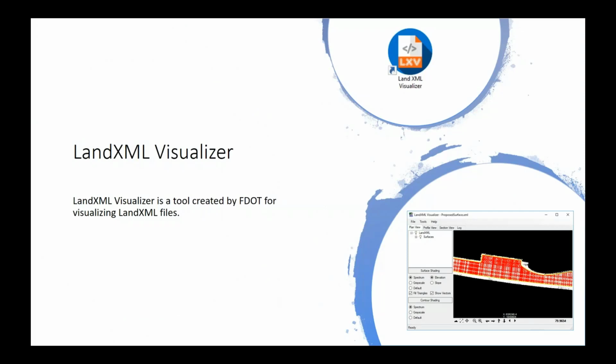Another tool included in the FDOTConnect desktop folder is the LandXML Visualizer. LandXML Visualizer was created by FDOT to allow users to visualize LandXML data without having to open a CAD program and import the LandXML. LandXML Visualizer is available from the FDOTConnect desktop folder. To use it, all you do is select a LandXML file to open, and LandXML Visualizer will contain a number of tools and options for exploring that LandXML and performing measurements. This is an excellent option for users who need to review LandXML files, but who aren't CAD users.